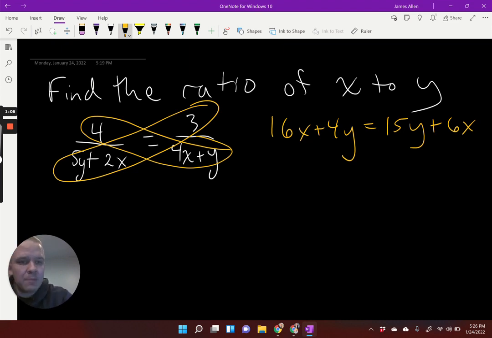All right. So I'm going to get my x's on one side. So let's go with 10x then and subtract 4y. So I get 11y. Now, I want x to y. So that means I'm going to want to divide by y.